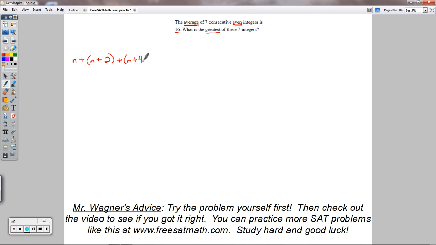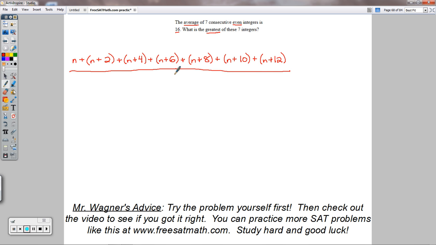And then n plus 4 after that, n plus 6 after that. Keep adding 2 more each time to get the next even integer. N plus 8, looks like that's the 5th one. We have 7 in a row, n plus 10. And n plus 12 finally would be the final even integer there. This would be all divided by how many terms there are, 7 terms. This is supposed to equal 16.